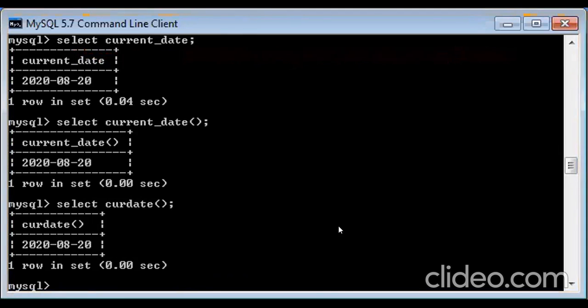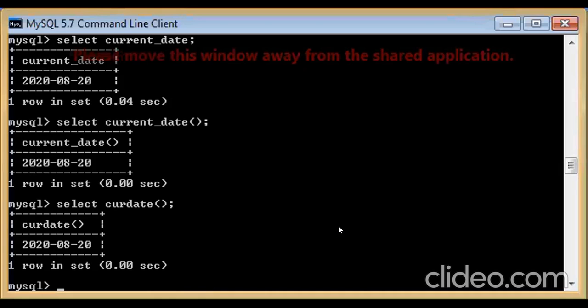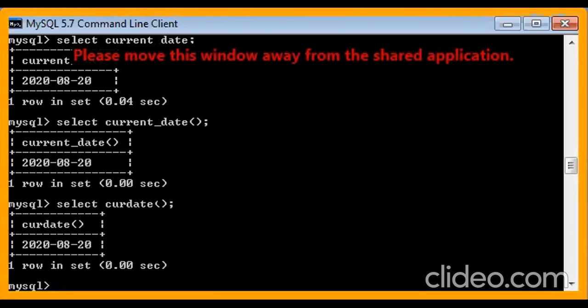Yeah, this was there, no? So see, all three functions are working, all three will return you the date, and all three functions do not take anything inside the parentheses. If you are noticing, you can see I am not putting anything inside the small parentheses.